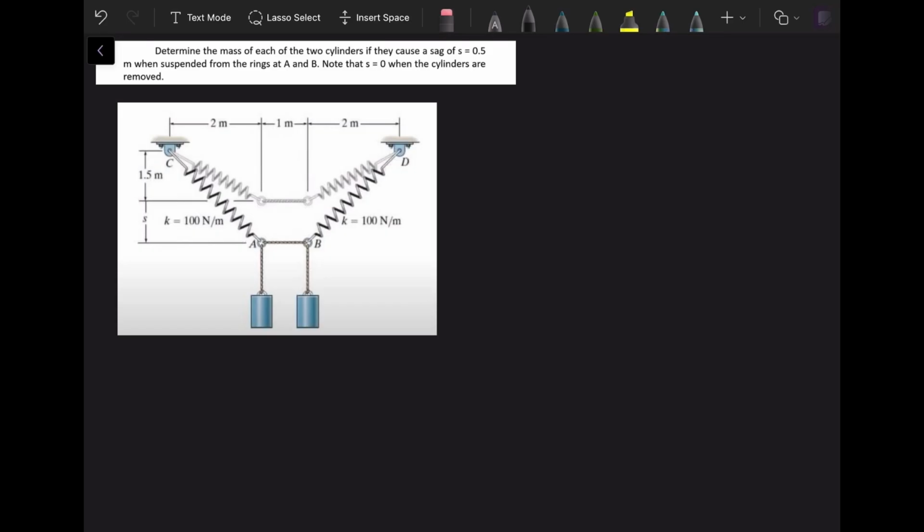Today I'm here to discuss the topic equilibrium of particle in 2D. The question I've taken is: determine the mass of each of the two cylinders if they cause a sag of S equal to 0.5 meter when suspended from the rings at A and B. Note that S equal to 0 when the cylinders are removed.